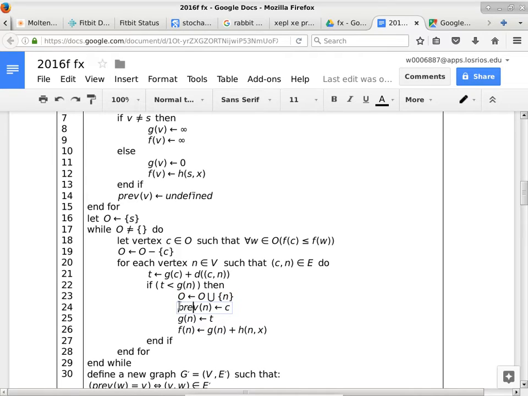The second thing we want to do is to update N. We just found a shorter path to get to N, and it is going through C. So that's why I'm updating the previous of N to be C.